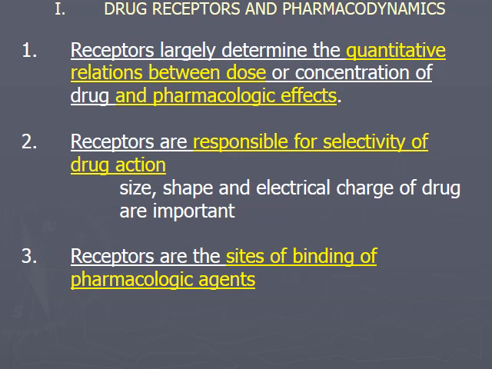Point 2, they're going to be responsible for selectivity of drug action. So as you probably learned in med chem, right, receptors are going to have a region that binds to a drug, called the drug binding domain. Right, it's going to be the part of the receptor that binds to the drug. The drug binding domain. And the drug binding domain is going to have physical limitations. Right? It's going to have a certain structure.